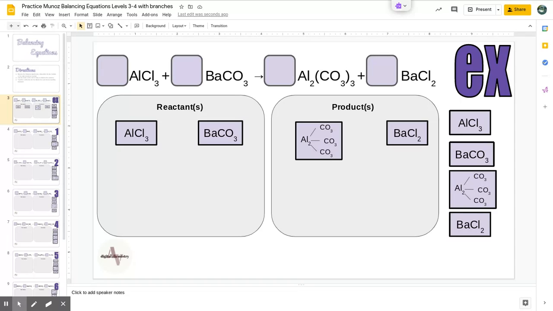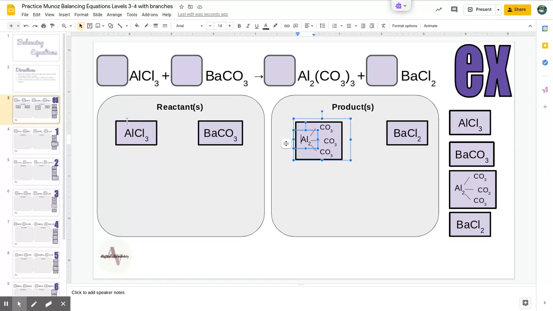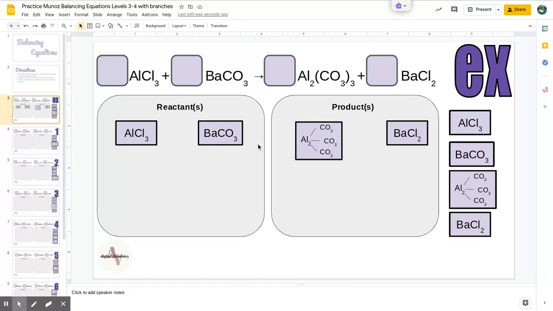Okay, so pick an element. It doesn't really matter which one. Sometimes I start left to right. So here on the reactant side, I have 1 Al. On the right, I see that I have 2 Als. So I know that I'm going to need another AlCl3. So I'm going to drag one of these over. Now I have 2 Als on each side.